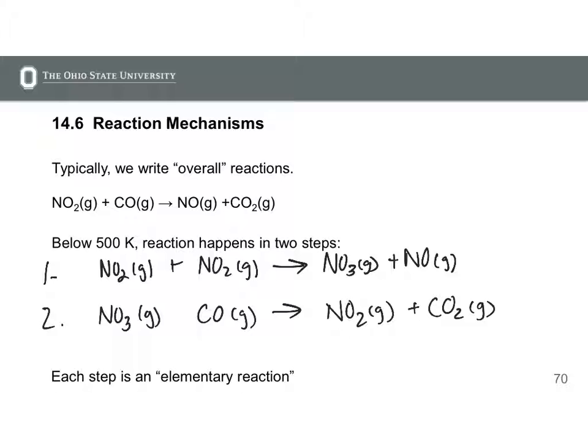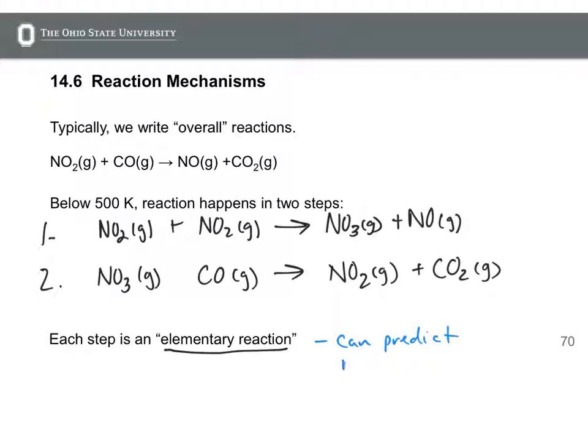Okay, so each of these steps is what we refer to as an elementary reaction. And this term's going to be important because it's going to clue you in on the fact that we can actually know a rate law for an elementary reaction. So we can predict rate laws for elementary reactions. Okay. Can't do so with an overall reaction unless you have some experimental details.